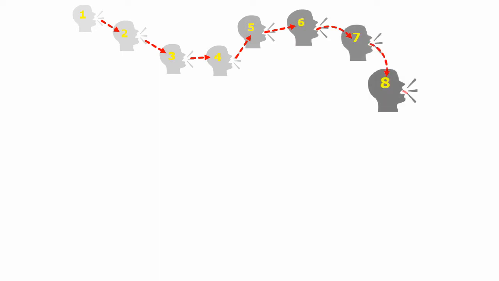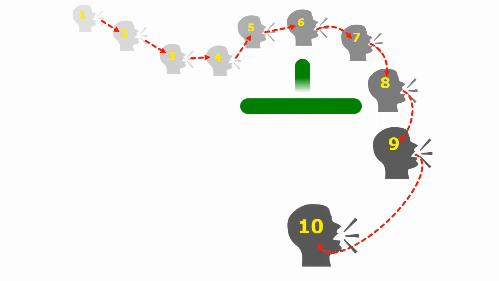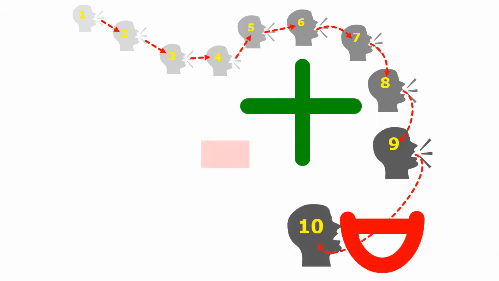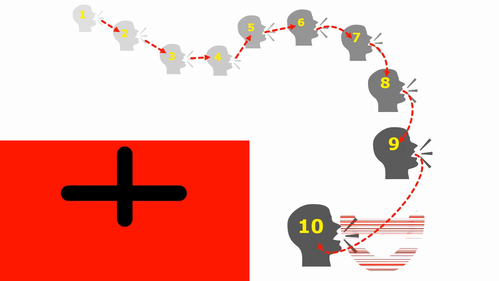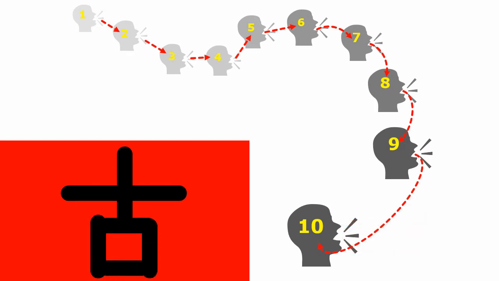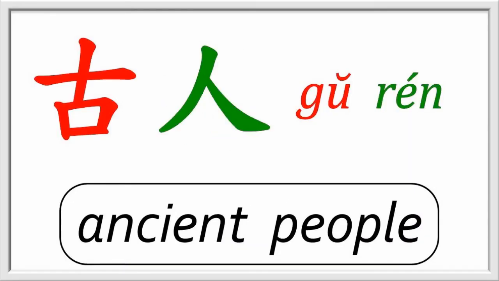The next ideogram in today's lesson is a combination of number 10, 十, and mouth, 口, meaning a story or piece of information that has been transmitted by word of mouth down through 10 generations, or in other words, something old or ancient. It's pronounced third tone, 古. Two easy phrases are ancient books, 古书, and ancient people, 古人.